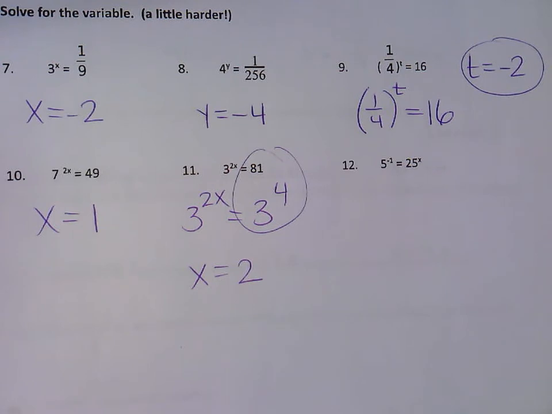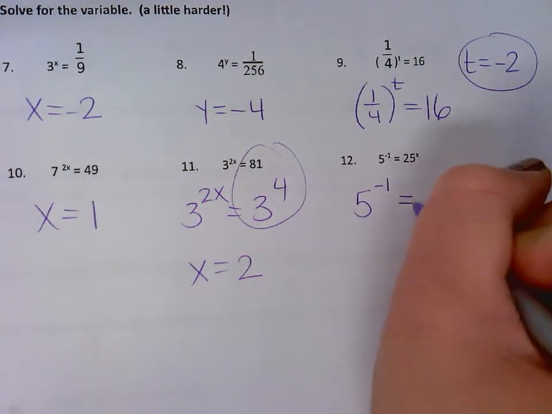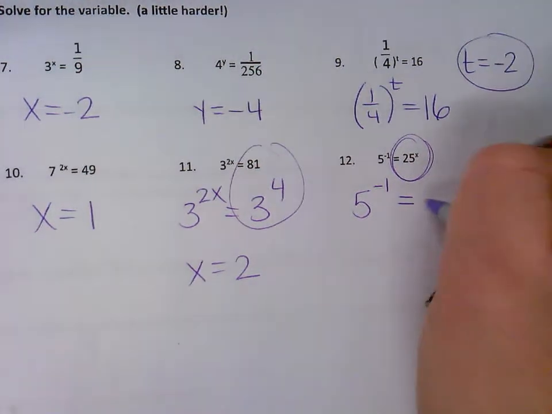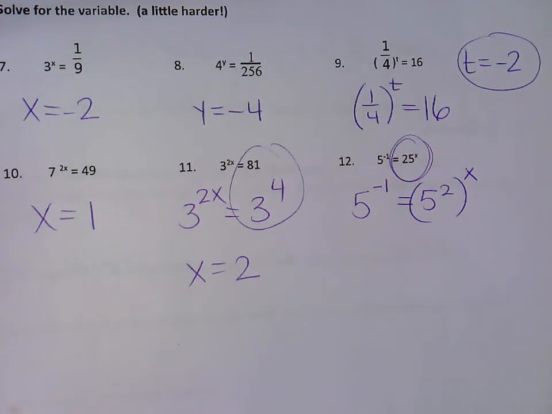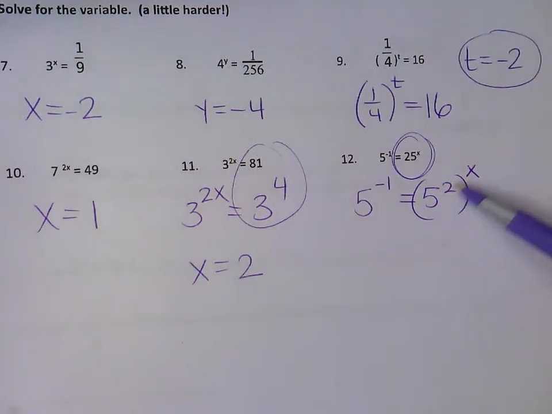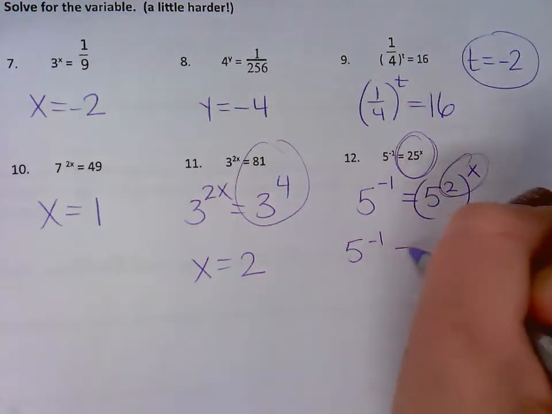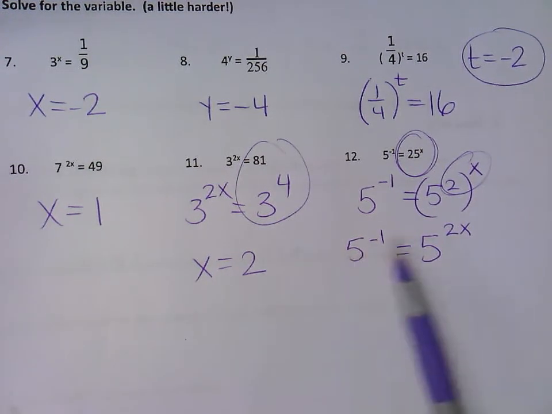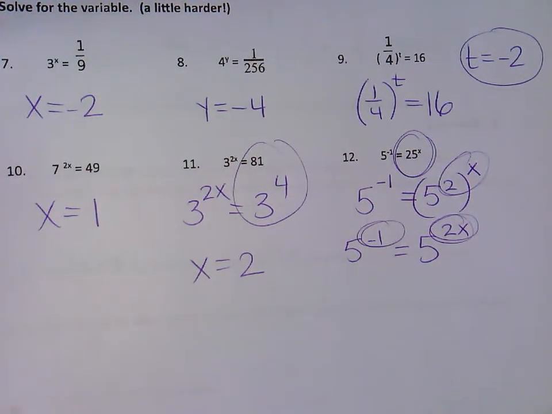And then for number 12, I can't do this in a one-step problem. So what I would do is leave 5 to the negative 1 alone, and I would rewrite 25 as a base of 5. So 25 is 5 squared, and it's got this x power still sitting out there. What's the rule when I distribute a power? Remember that I multiply them together. So I really have 5 to the negative first equals 5 to the 2x. This is the one-to-one property. If the bases are the same, you can set the exponents equal to each other and forget about the base.